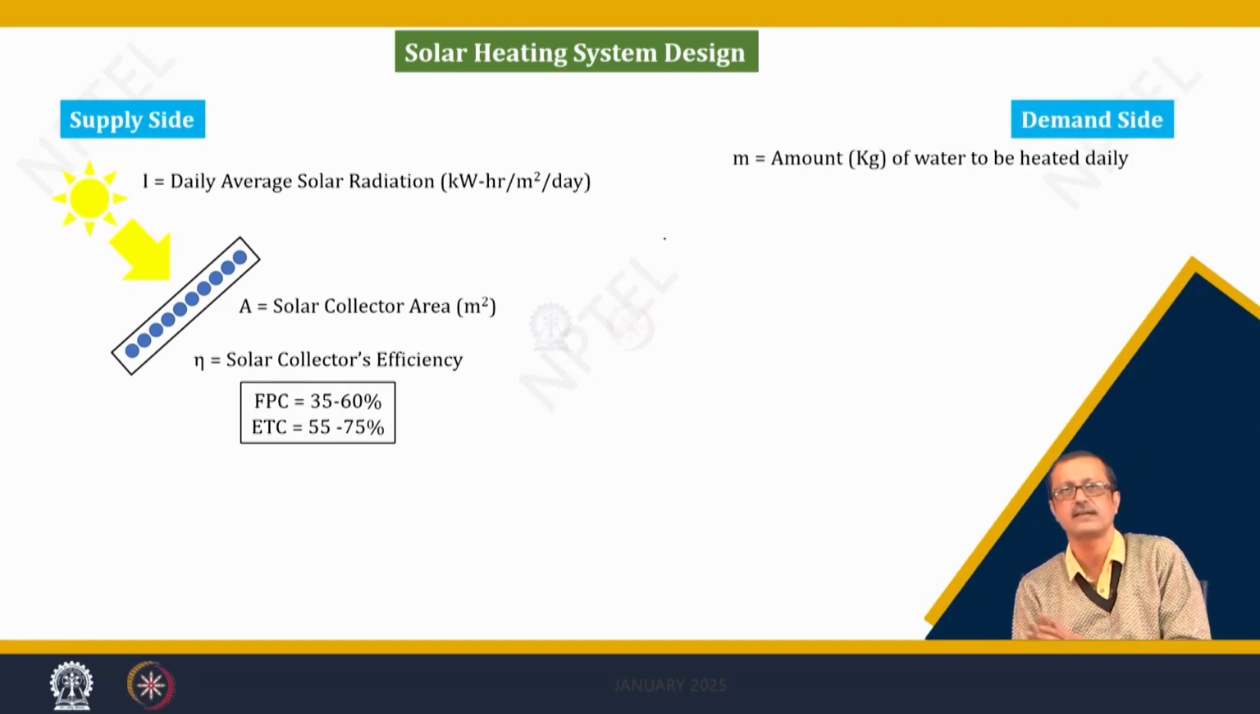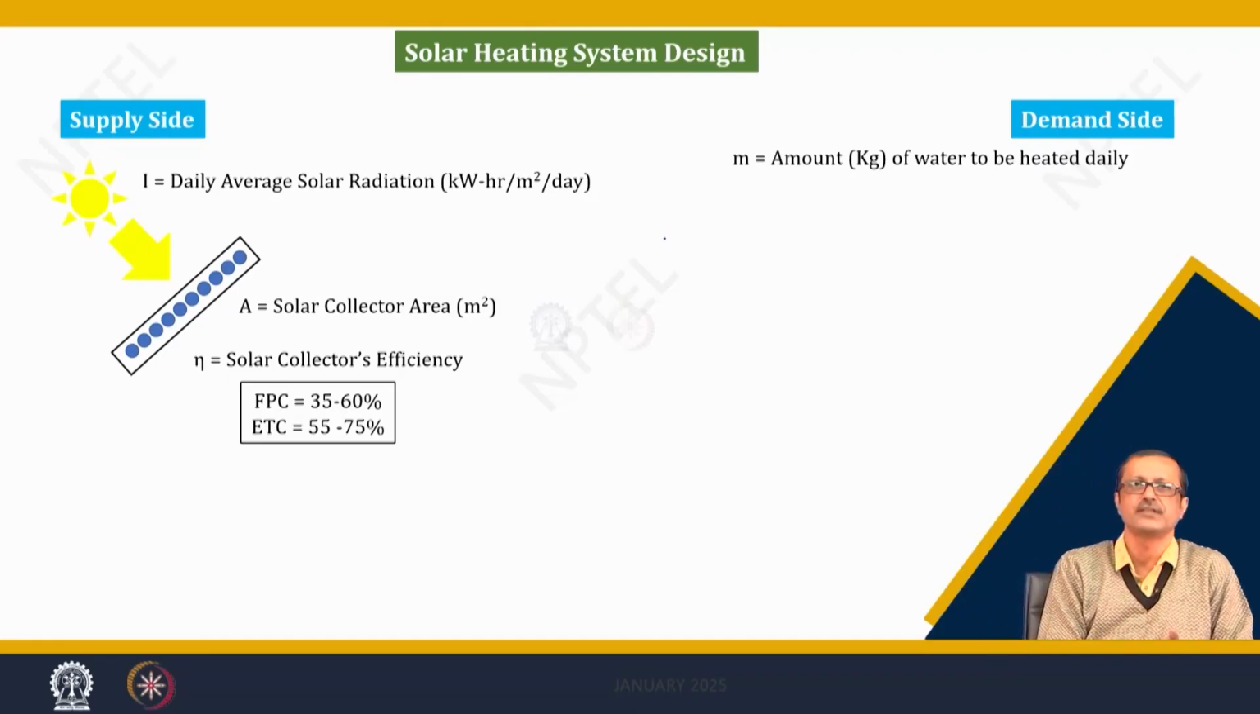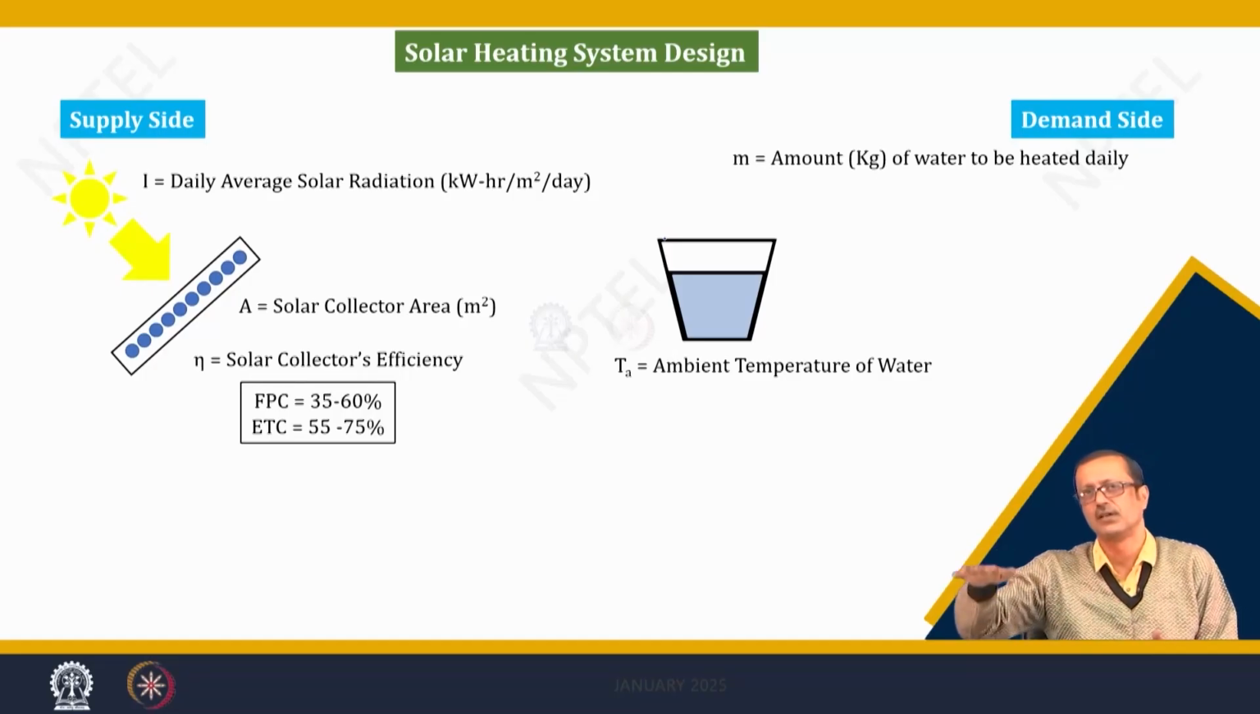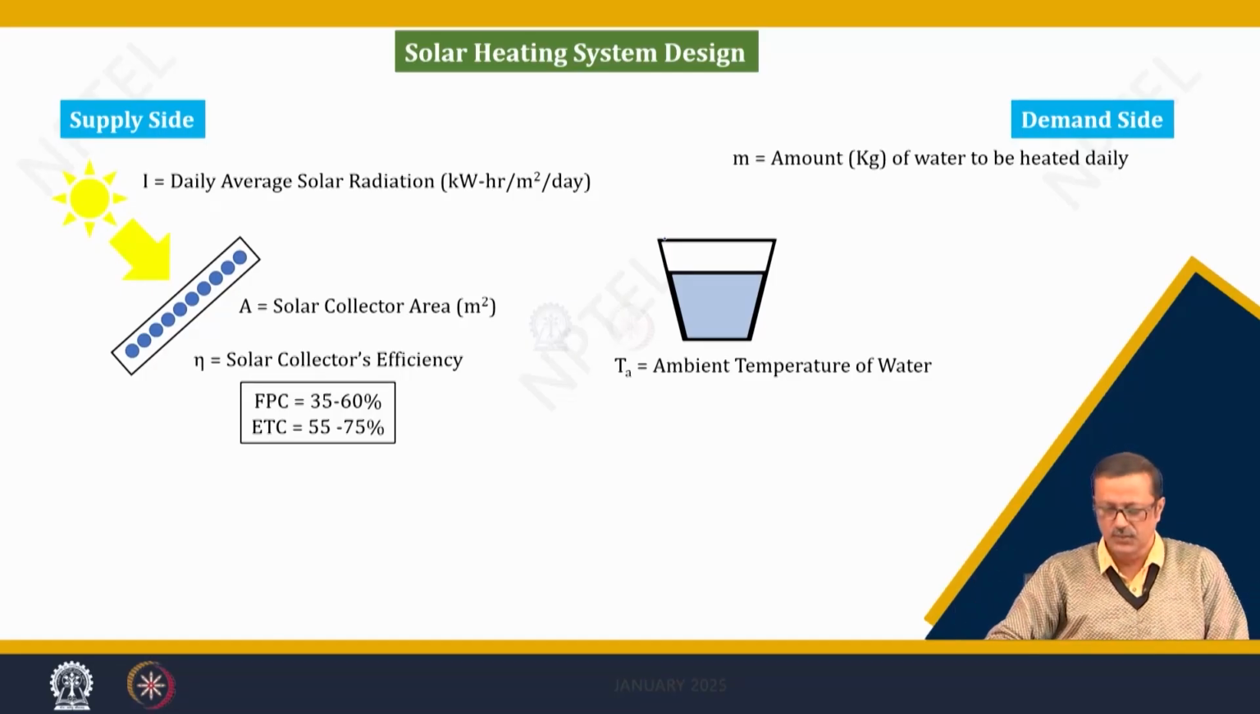On the demand side, what I demand is to increase the temperature of the water. So, I need to know the amount of water, in kg, that I have to handle per day. I need to know the ambient temperature of the water, that is, the normal temperature of the water on that particular day or the average temperature of the water in that particular month, because in winter it will be a little low and in summer a little high. So, that I need to know.